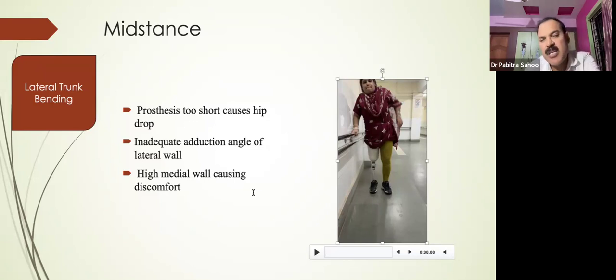And sometimes everything is fine, but still the patient walks with a lateral bending. That's a bad habit of the person. They have become habituated to walking with a lateral bending. This is mostly seen in second-time users. Everything is fine, still the patient walks with a lateral bending. That's a poor habit pattern with the AK prosthesis.